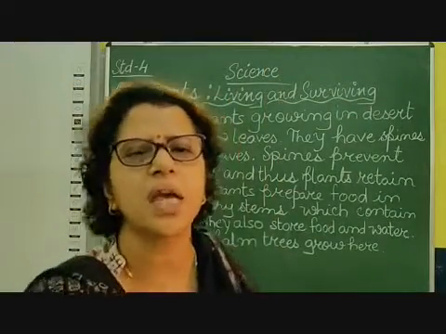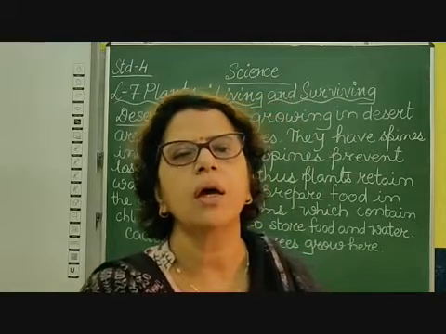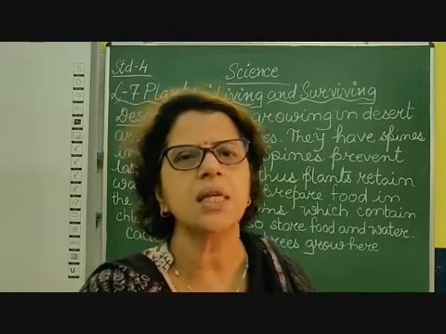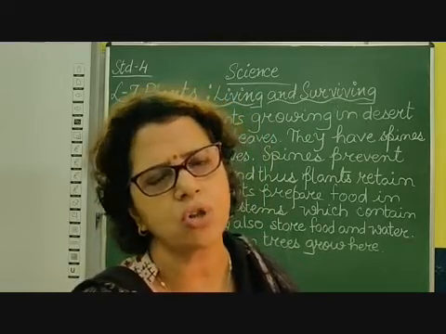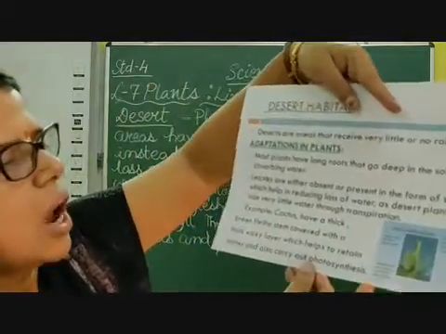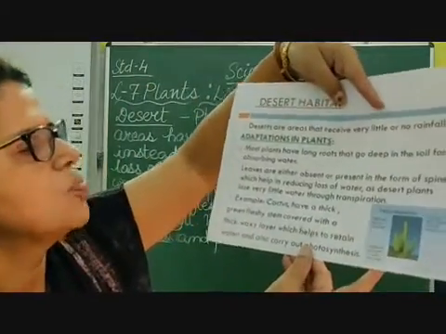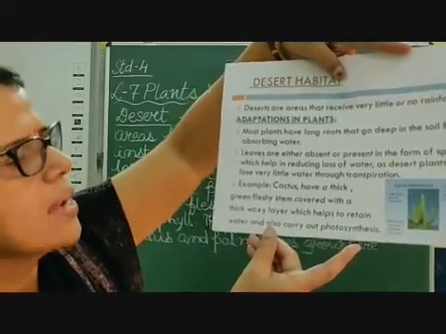As you have seen the date palm, the khajur ka ped, you all eat dates, isn't it? And they have the spines, and that will reduce the loss of water, and leaves are either not present or in the form of spines. Now, an example of desert plants is cactus.